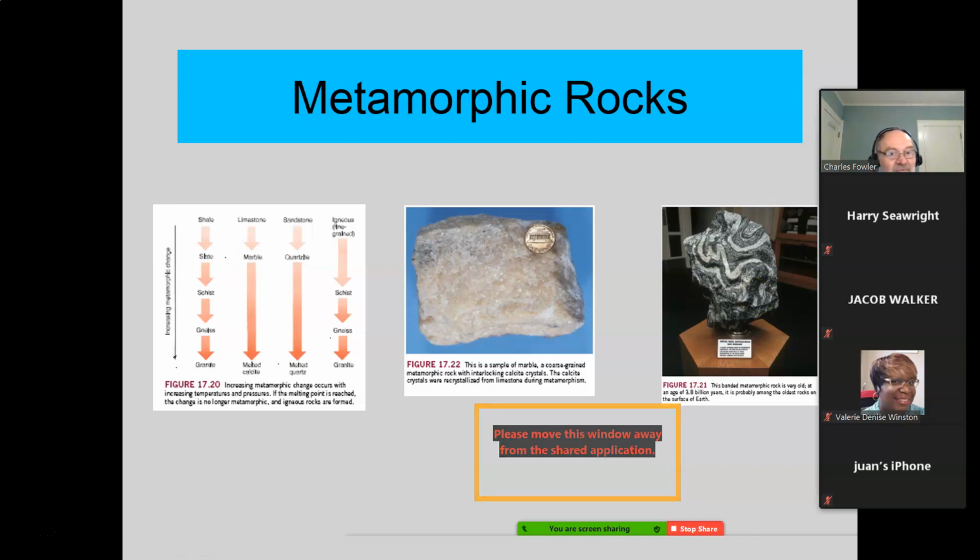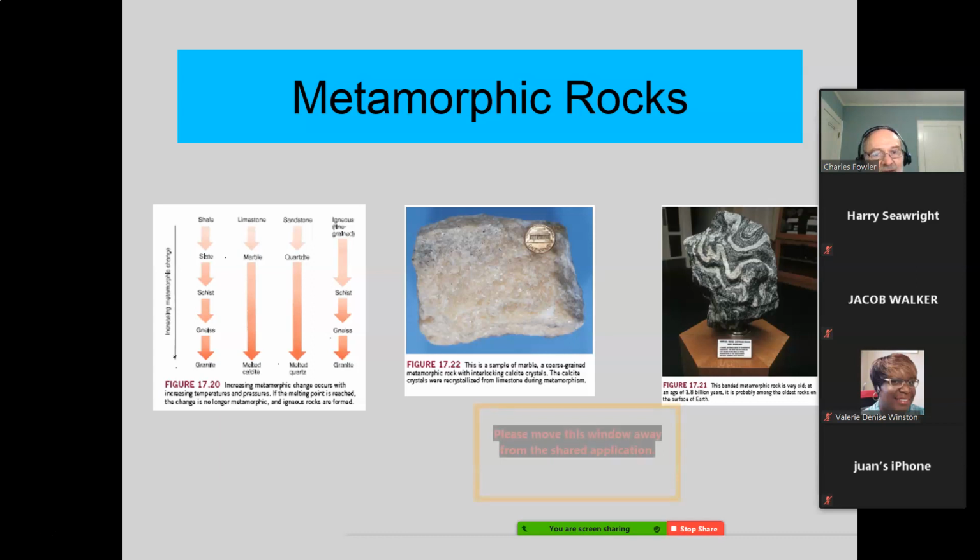Okay, and that was that picture of one of the oldest pieces of rock that people have found anywhere on Earth. That banded metamorphic rock, very old, at an age of 3.8 billion years, probably among the oldest rocks on the surface of the Earth. Okay. In our current text, there is a different picture of it, just a portion of that rock, showing some of that really coarsely foliated material. Okay. Any questions on metamorphic rock?